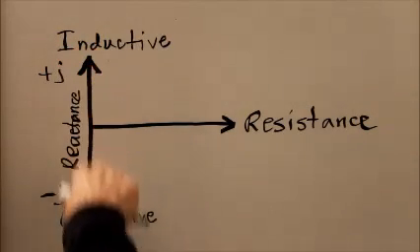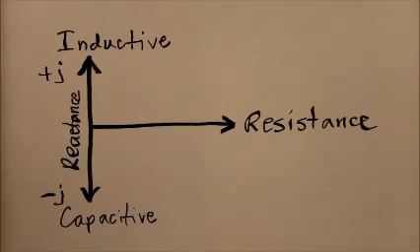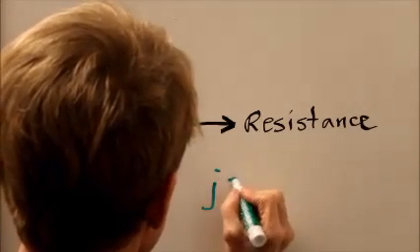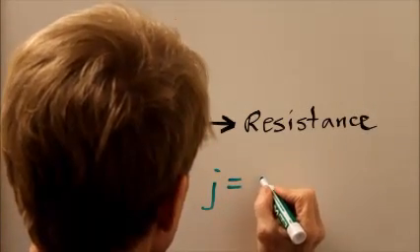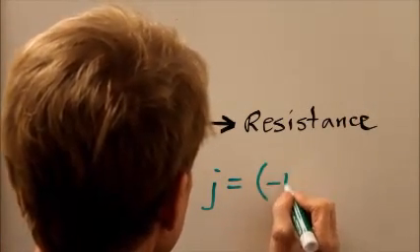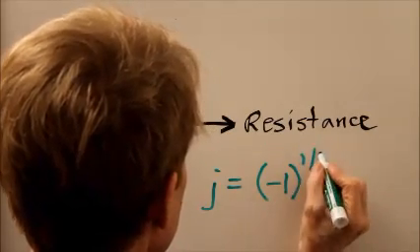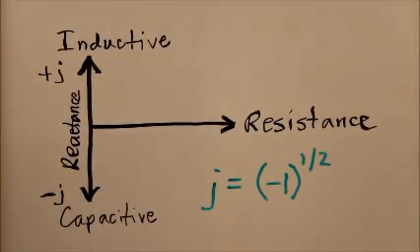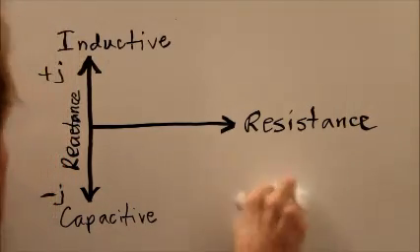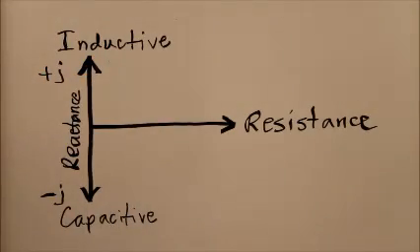The reactance is an imaginary number quantity. Capacitive reactance is negative imaginary, which I've indicated by writing minus J. Remember, J equals the positive square root of minus 1, the J operator. That's what makes it imaginary. And inductive reactance is positive imaginary.